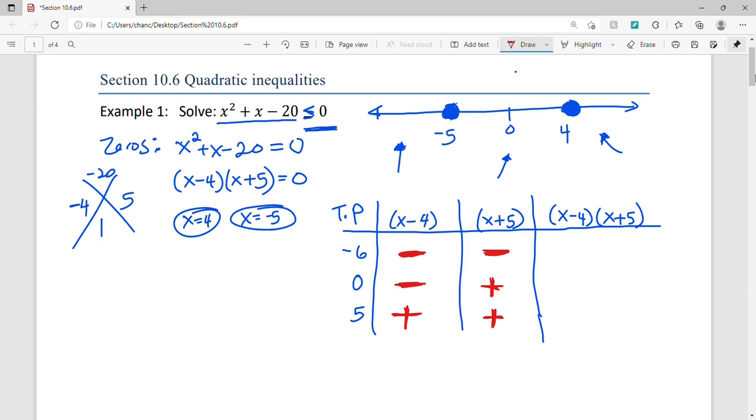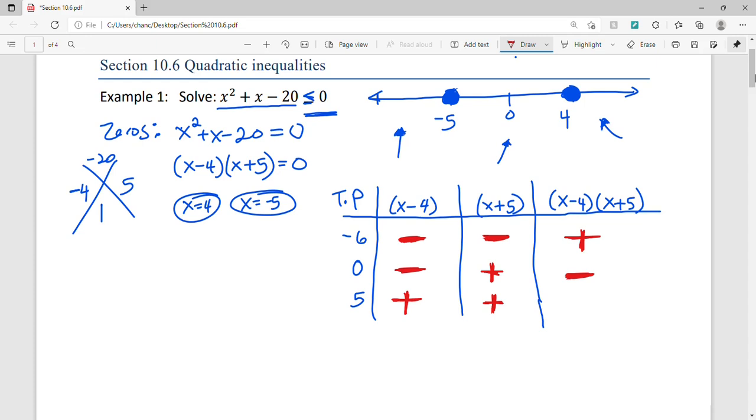So let's continue now. On the right side, you'll see it's x minus 4 times x plus 5. But I know x minus 4 is negative, x plus 5 is negative. A negative times a negative is a positive. So this gives me a positive. X minus 4 is negative, x plus 5 is positive, and if you multiply those together, a negative times a positive, that's a negative. And at the very end, we're multiplying a positive times another positive, so that's going to give us a positive.